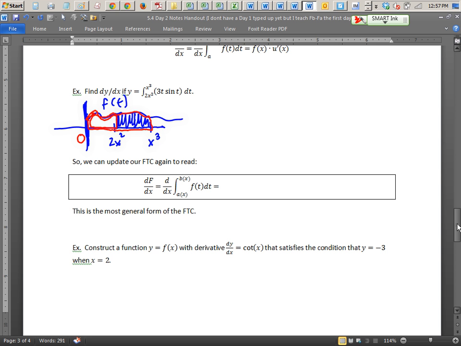So in other words, I want to rewrite this problem so it looks like the previous ones. It's actually two of them in one. This can be written like this: the integral from 0 to x cubed minus the integral from 0 to 2x squared, both of which can be solved according to the rule above.